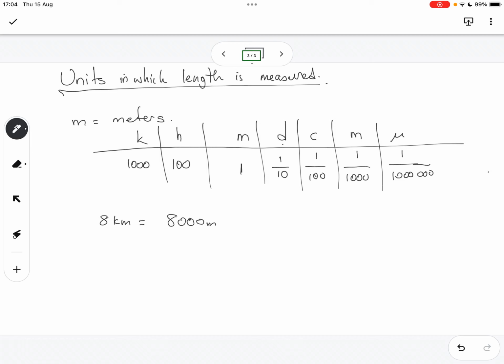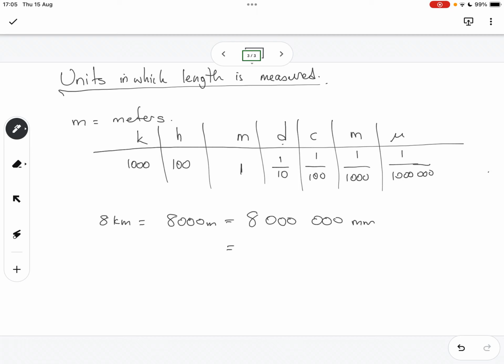So if 1 kilometer is 1,000 meters, then it would be 1,000,000 millimeters. So that would be 8 million millimeters, right? This would also equal, 8 kilometers would be 8,000 meters.